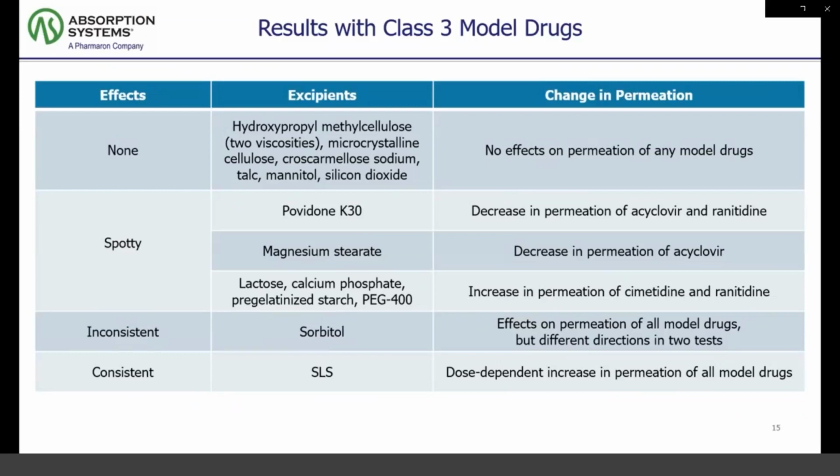Now, sorbitol is known to reduce drug absorption in vivo by decreasing intestinal transit time, but it's not known if it affects the intrinsic permeability of drugs. The only excipient that produced dose-dependent effects on the permeation of all of the model drugs was SLS, which is not surprising because it's known to be a permeation enhancer.